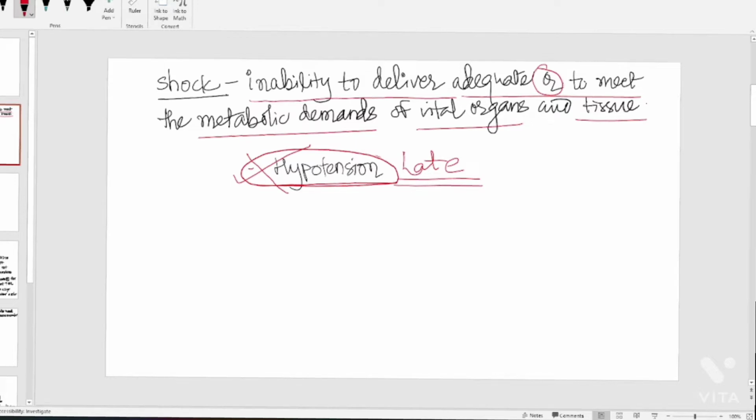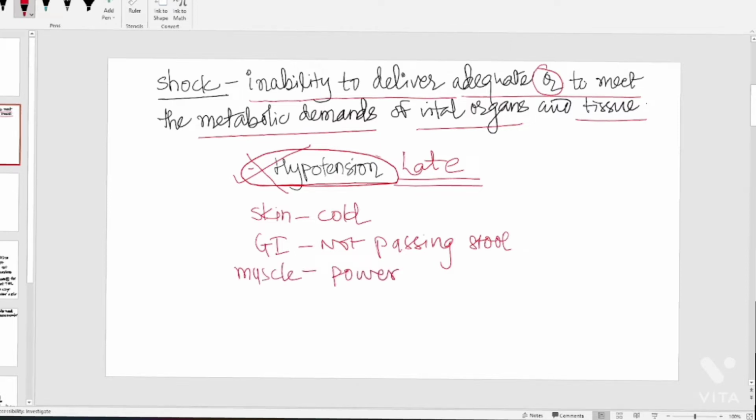So what are the vital organs we need to give blood supply for? Brain, heart, kidney, and liver. These are the vital organs for which the body attempts to preserve oxygen, at the expense of other organs, for example skin, gastrointestinal tract, and muscle. So whenever a patient is in shock, you feel that the skin is cold, the GI system is not passing stool, or the muscle power is compromised. This is the compensatory mechanism of the body in shock.